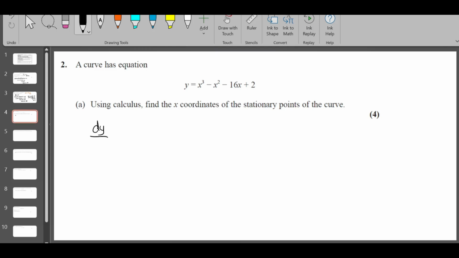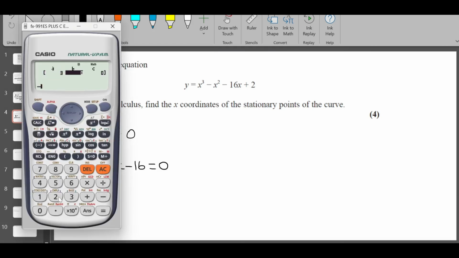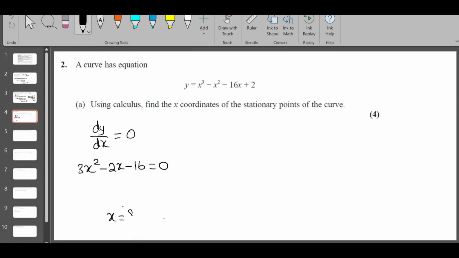To find the x coordinates of the stationary points, you need to differentiate with respect to x and equate it to 0. So x cube becomes 3x square minus 2x minus 16 is 0. Factorising, x is 8 over 3, x is minus 2, but write a step here. Write it as a factor, so you won't lose marks. So we got the x coordinates already, that's all.